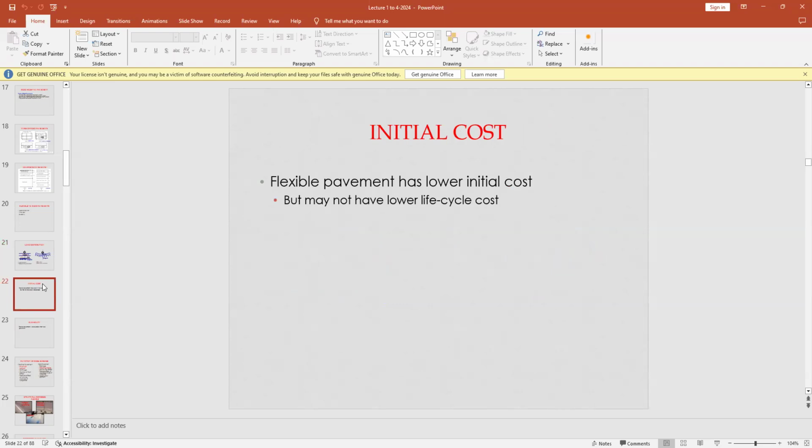The other is the initial cost. Obviously, flexible pavement has a lower initial cost, but it may not have a lower life cycle cost. What is a life cycle cost? Pavements are designed to fail. Every pavement has its life. In order to extend its life, if you build a flexible pavement, it will fail earlier, and for instance, for a 20 year life, at least we have to rehabilitate it, we have to maintain it at least 4 times.